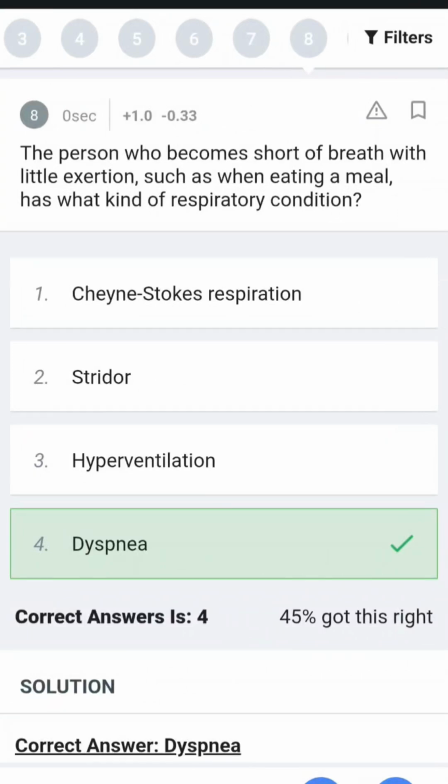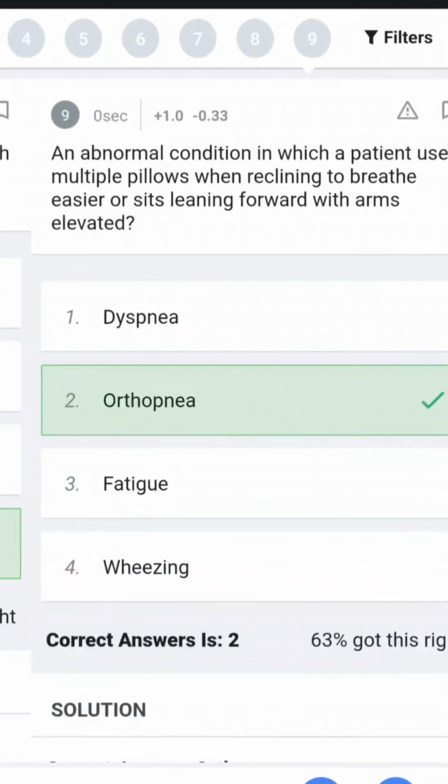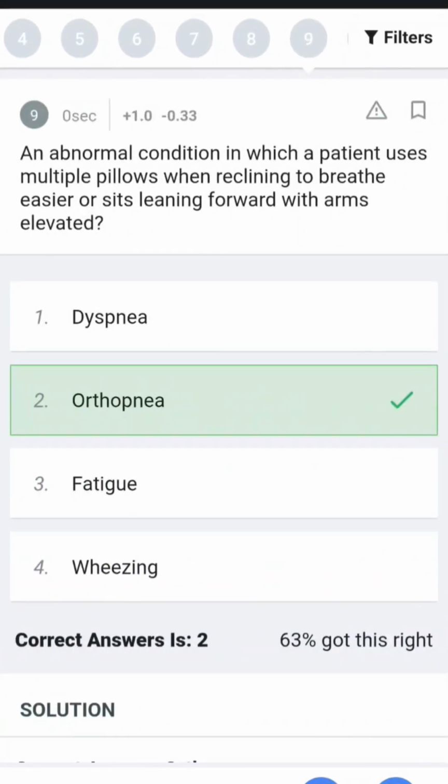Question number 8. The person who becomes short of breath with little exertion, such as when eating a meal, has what kind of respiratory condition? Correct option is 4, dyspnea. Question number 9. An abnormal condition in which a patient uses multiple pillows when reclining to breathe easier or sits leaning forward with arms elevated. Correct answer is orthopnea.